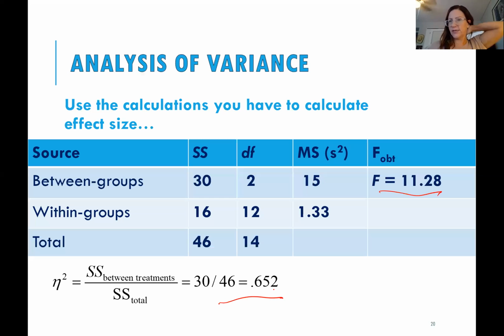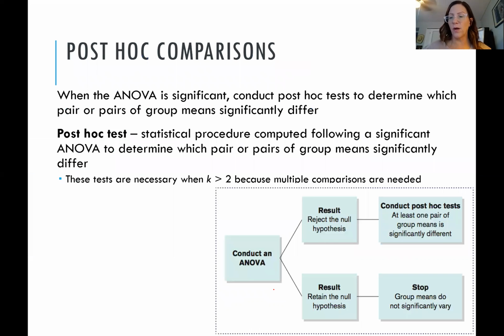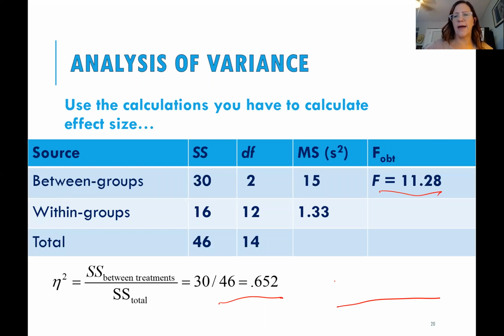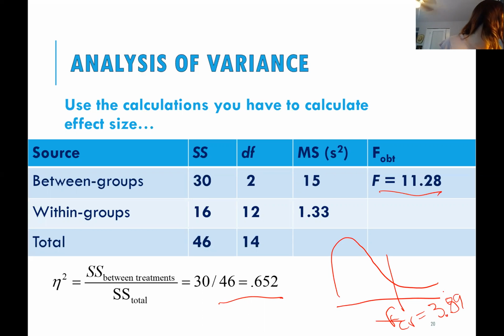Now we can actually determine whether it's significant or not, right? Well, remember, if we go back, our F critical value equaled 3.89, if you remember right, okay? Because our numerator degrees of freedom was 2, right? And denominator was 12, so that critical value is 3.89. Anything out there is significant. 11.28 is way out here, so it is significant.